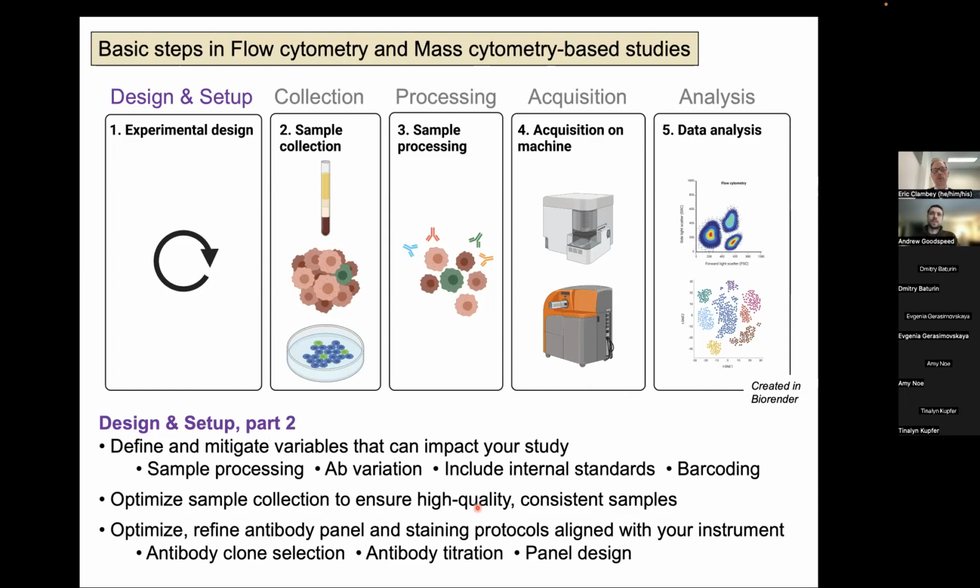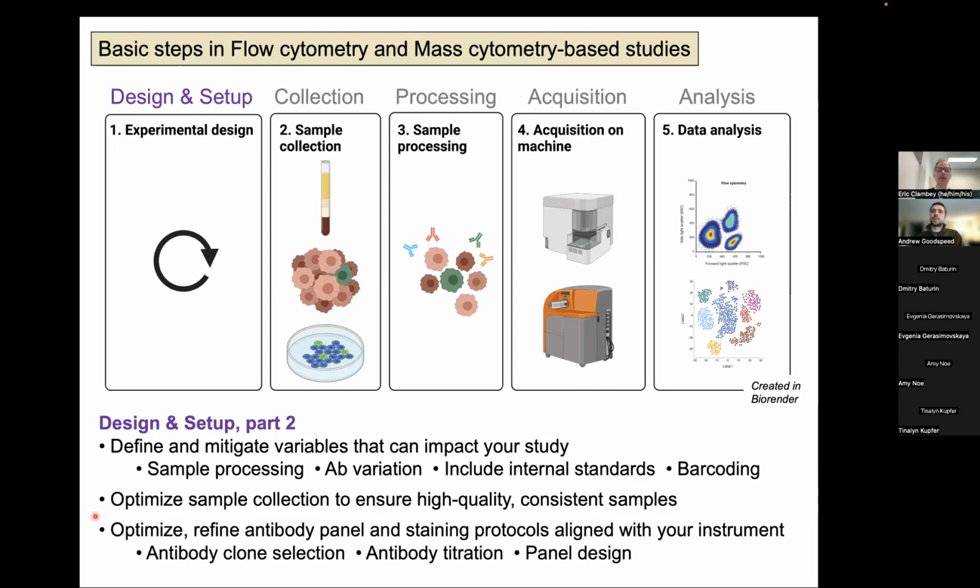It's also critical to define and mitigate variables that can impact your study. That includes having standardized sample processing, controlling for antibody variation. For example, you don't want to be changing antibody lots between repeat experiments or across a time course. Two methods that can address some of these experimental variables include the use of internal standards, as well as the possible use of barcoding, a method that is especially prevalent in mass cytometry or CyTOF, but is also possible in flow cytometry.